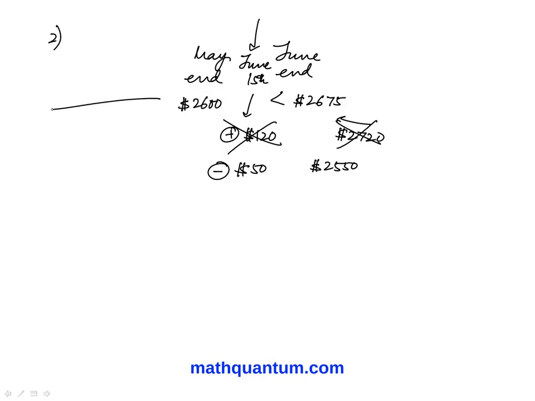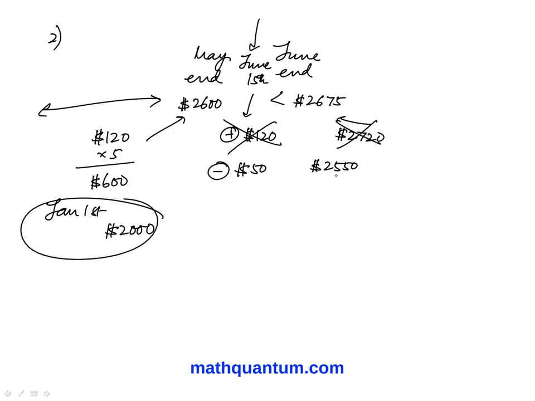Now if we assume that for the first 5 months, January 15th to May 15th, deposits of $120 were made, then again, to find the balance at the beginning of the year, we would subtract this amount from 2,600, and again, Jan 1st, the balance is $2,000. And then we say for the remaining 6 months of the year, we're just withdrawing $50 on the 15th.